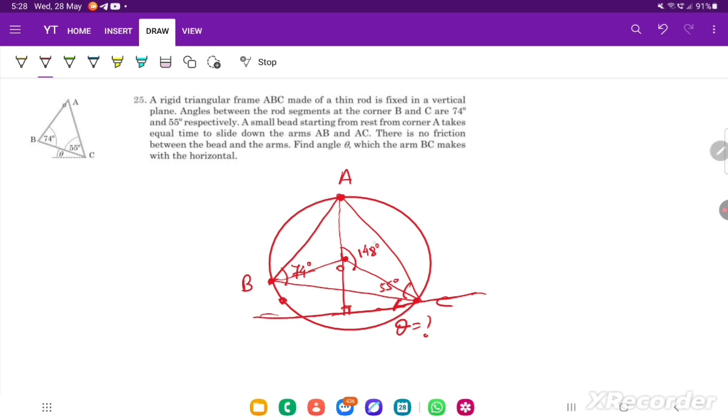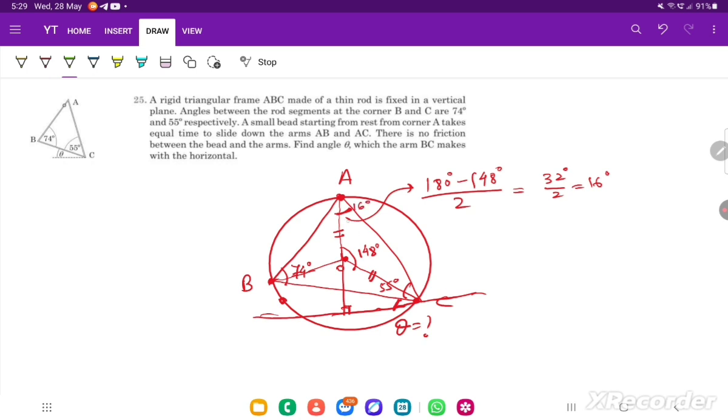And if you concentrate on triangle AOC, this is an isosceles triangle where AO and OC both are the radius of the circle. So angle OAC and angle OCA are equal. So I can write angle OAC as 180° minus angle AOC, that is 148°, divided by 2. So this will come out as 32° upon 2, that is 16°. So this angle is 16°.